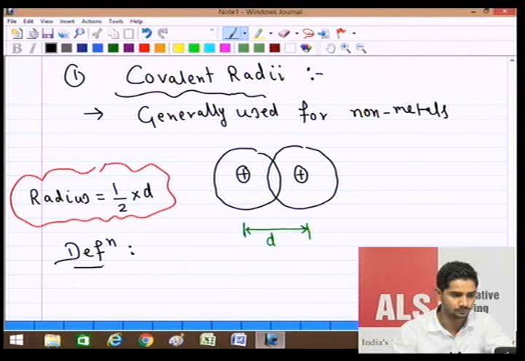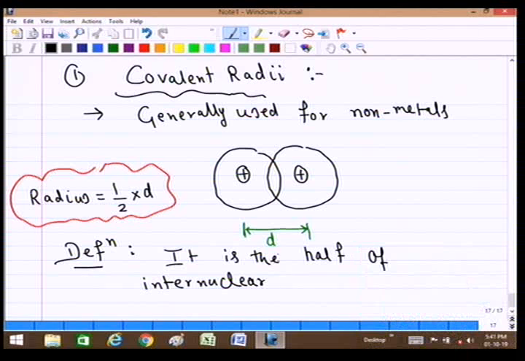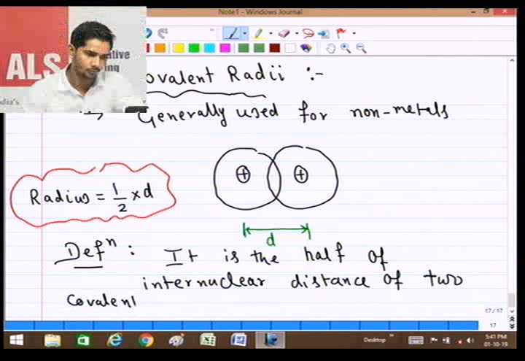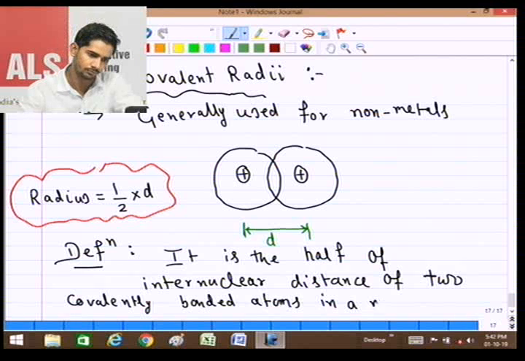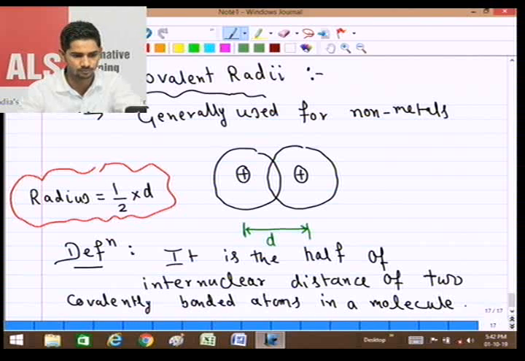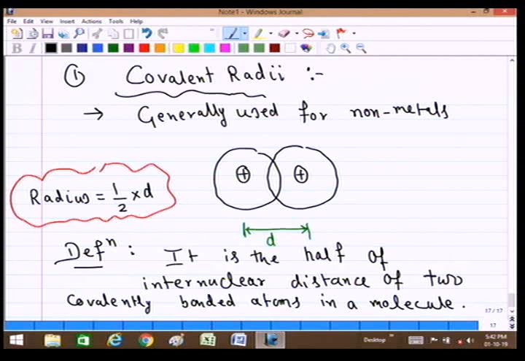Definition: it is the half of the internuclear distance of two covalently bonded atoms in a molecule. Copy, please. Is it clear to everybody? Does anyone have any confusion or doubt?